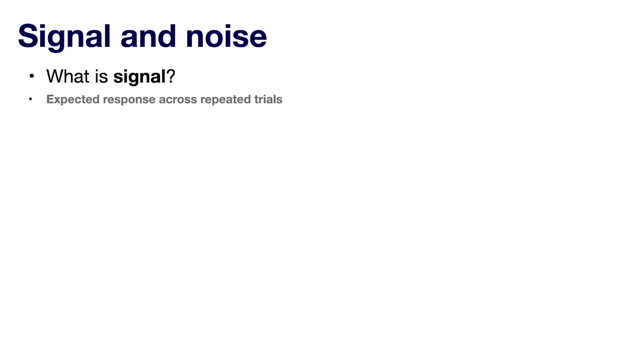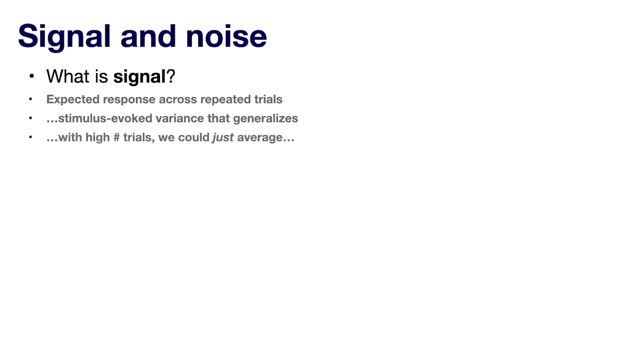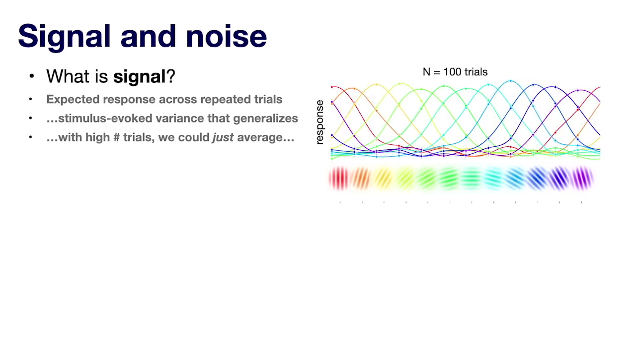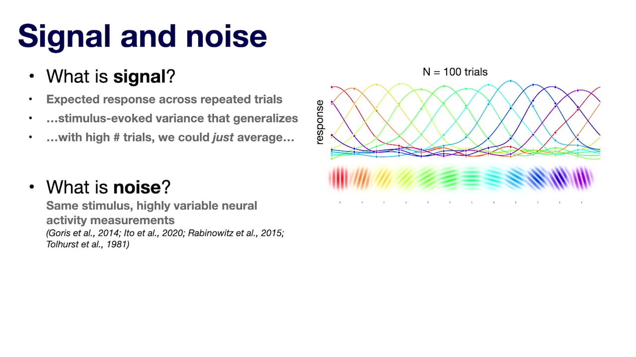Before I get into how PSN works, let's just orient around what I mean by signal and noise. Signal is the expected response across repeated trials. It's the stimulus-evoked variance that generalizes. So if you had 100 trials per condition, then you could just average and you'd be in pretty good shape. And that's what you're seeing here: nice clean tuning curves emerging from lots of simulated data. But of course, neural measurements are very noisy, and there's lots of trial-to-trial variability around the mean.